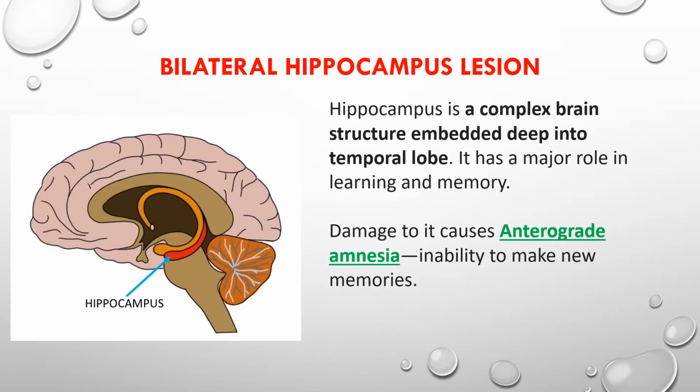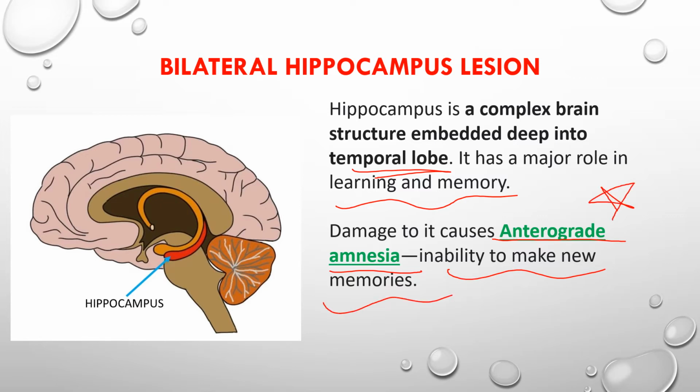Now the next is bilateral hippocampus lesion. Hippocampus is a complex brain structure which is embedded deep into the temporal lobe. It has a major role in learning and memory. Damage to this causes anterograde amnesia, that is the inability to make new memories. Do remember this, that the lesion of the hippocampus causes anterograde amnesia.